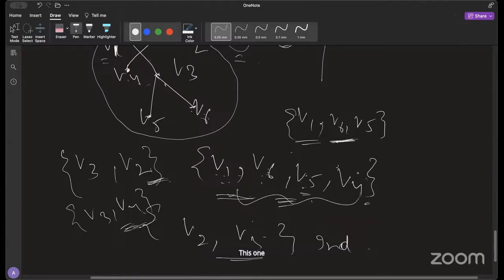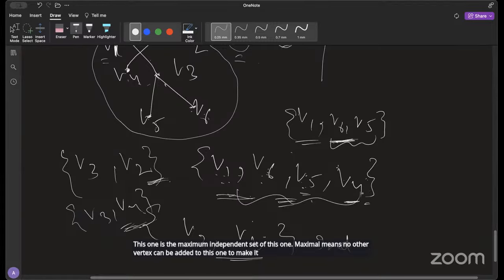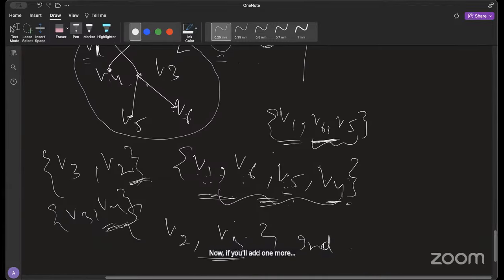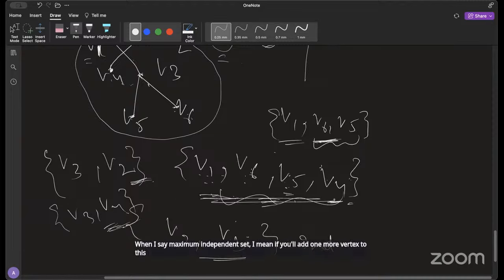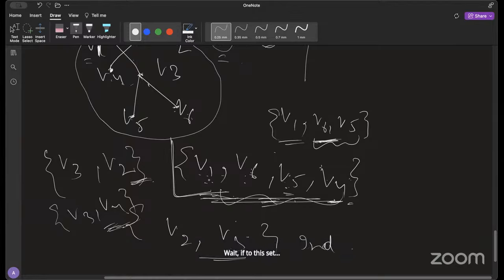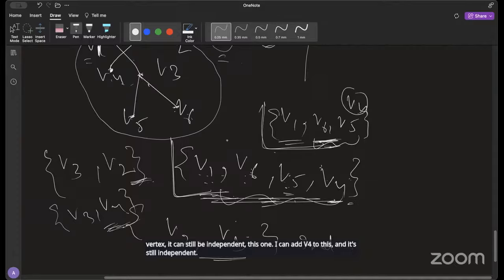This one is the maximal independent set. Maximal means no other vertex can be added to this one to make it bigger. When I say maximal independent set, I mean if you'll add one more vertex to this independent set, then it won't be an independent set anymore, right? But if to this set I'll add one more vertex, it can still be independent. This one, I can add V4 to this and it's still independent, right?